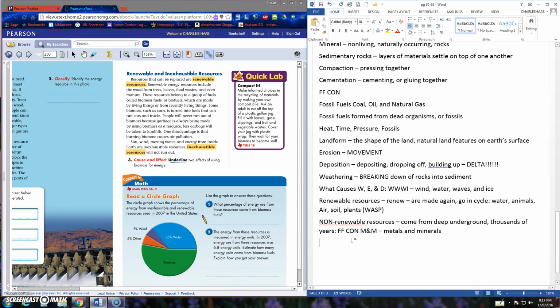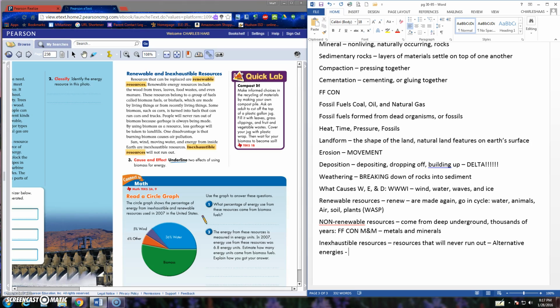The other word we need to know is inexhaustible. Inexhaustible resources. These are resources that will never run out. They're pretty much the same thing as our alternative energies.